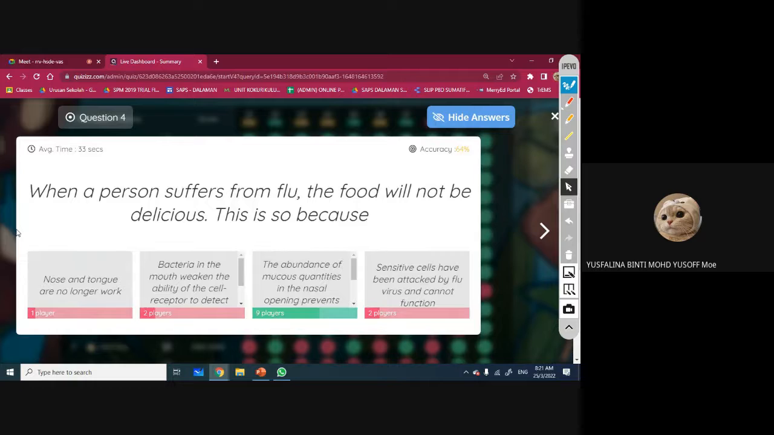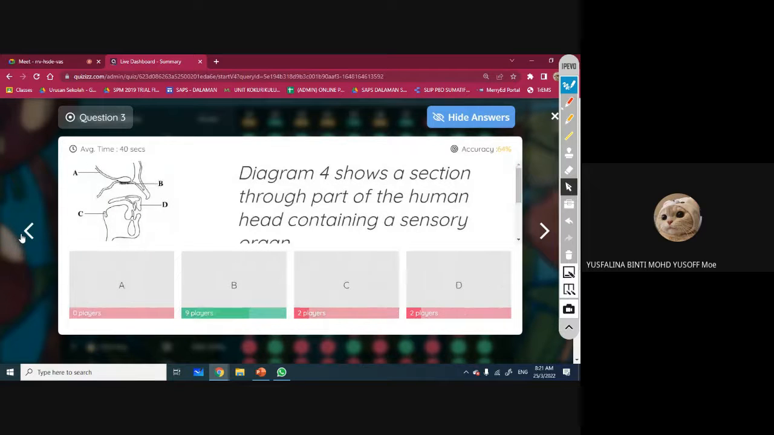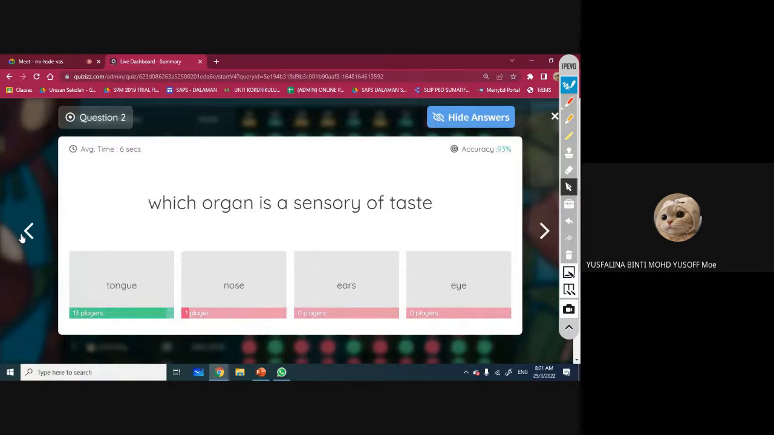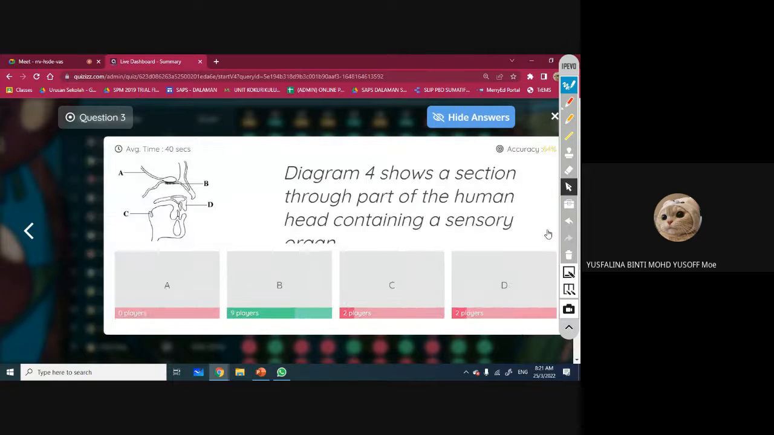Which organ is the sensory organ of taste? You taste using your what? Of course, your tongue. Your nose is actually for smell, not for taste.